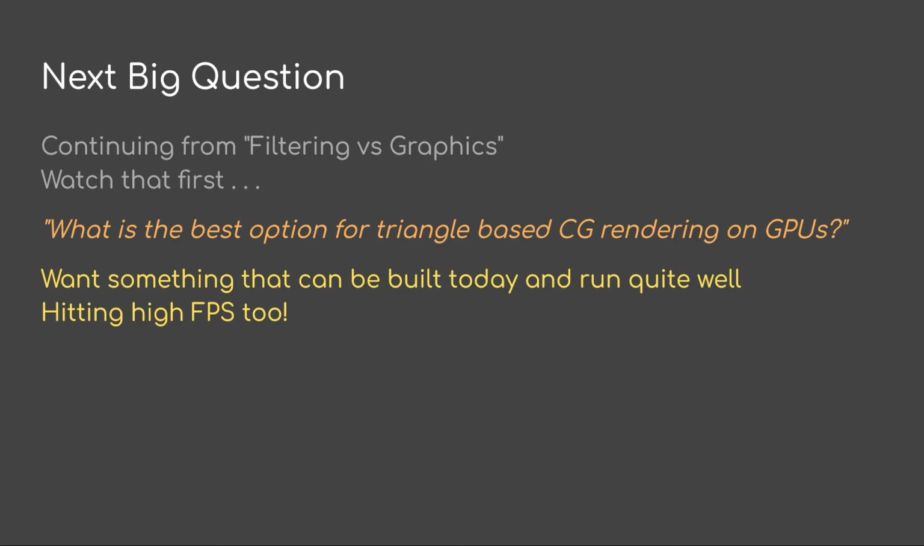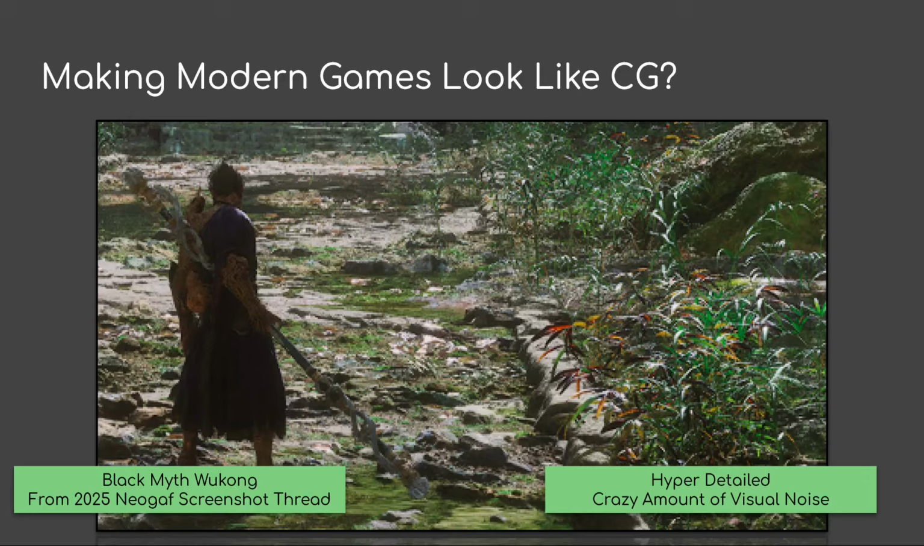So let's talk about the next big question. This is going to continue from the first filtering versus graphics, so please watch that first if you haven't done so. The question here is, what is the best option for triangle-based CG rendering on GPUs today? I thought it'd be fun to start and do the inverse of what I did last time, and this time making modern games look like CG.